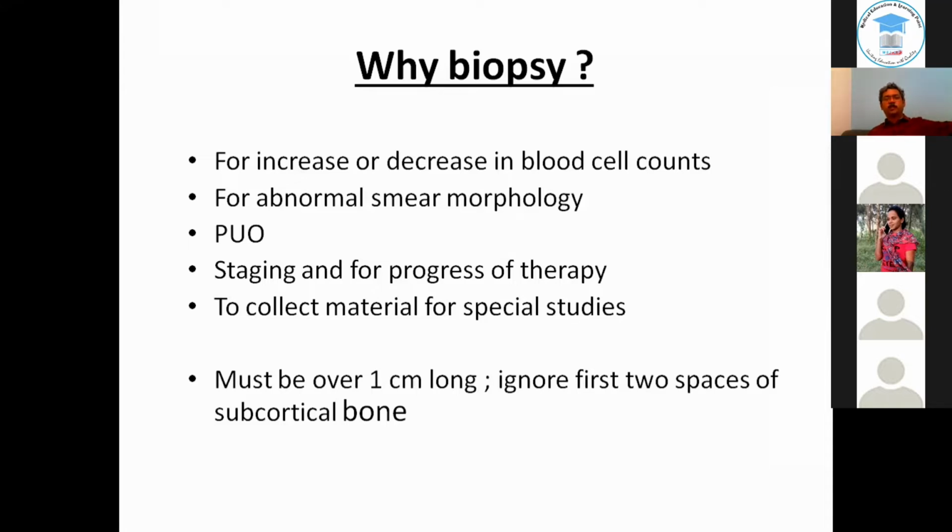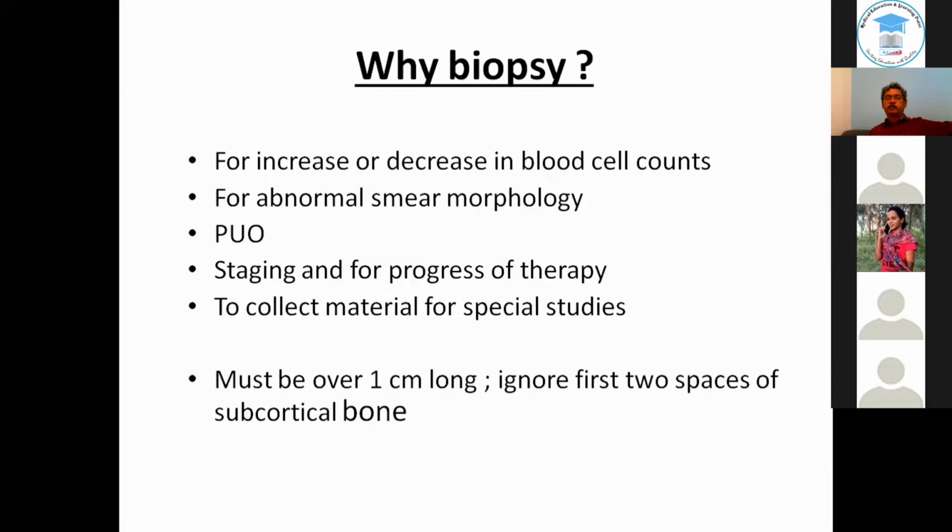But very briefly, you do it for increase or decrease in blood cell counts. You do it if there's an abnormal peripheral smear. Very importantly, you'll do a trephine biopsy for pyrexia of unknown origin, which is not at all an uncommon problem in our country. You do it for staging and for progress of therapy, especially cancer therapy. And then you do a bone marrow trephine if you want to collect material for special studies. That might be stuff like immunohistochemistry or molecular biology and the like.